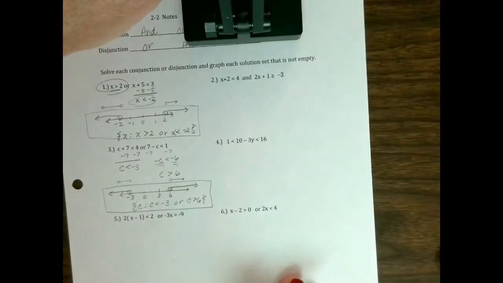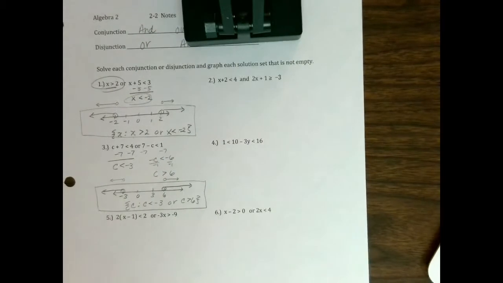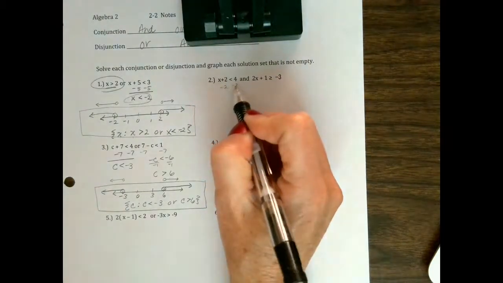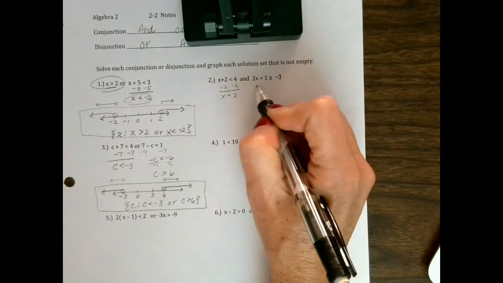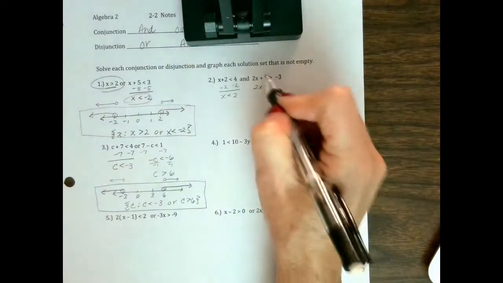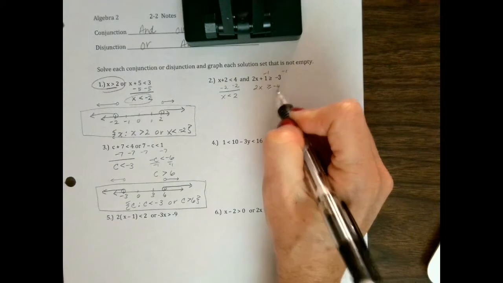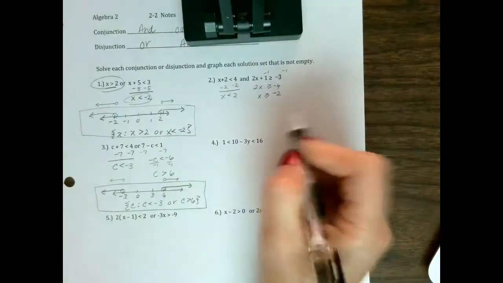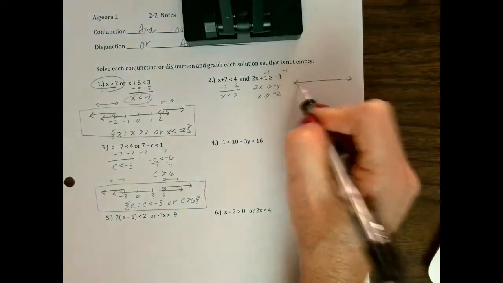Okay, let's jump back up to problem number 2. What about AND statements? If I go through and subtract x, I have x is less than 2. And here, if I'm subtracting 1, I have 2x is greater than or equal to negative 4. So x is greater than negative 2.